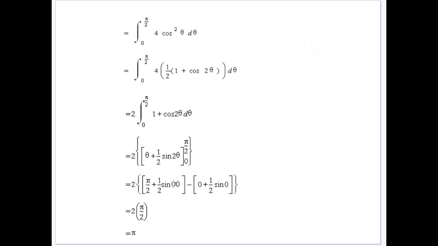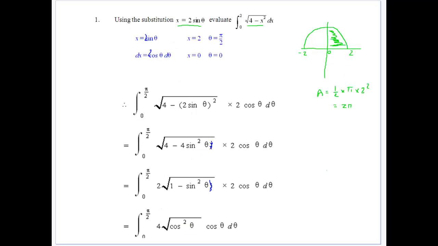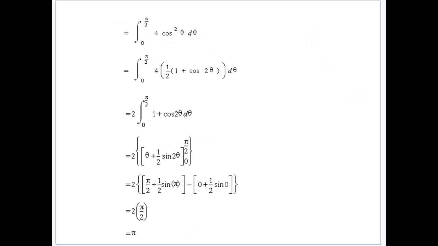Oh, we got pi. Why did we get pi? I might have to check this again. Oh, I said a half. It should be a quarter. It was a quarter of a circle. So there we go, it should be pi. Simple error, so be careful. But there we go, that's much easier than doing all that trig substitution.